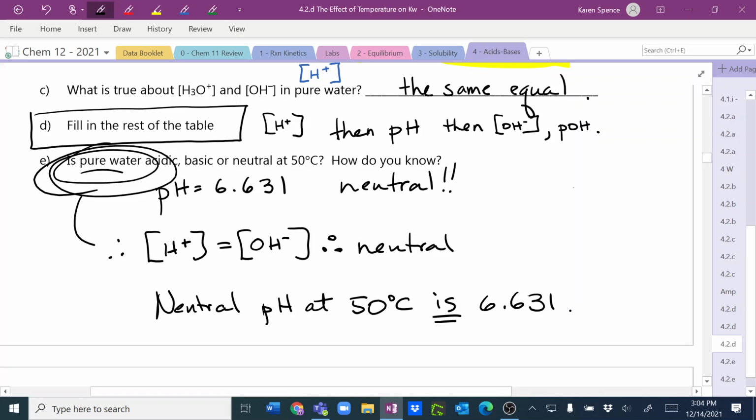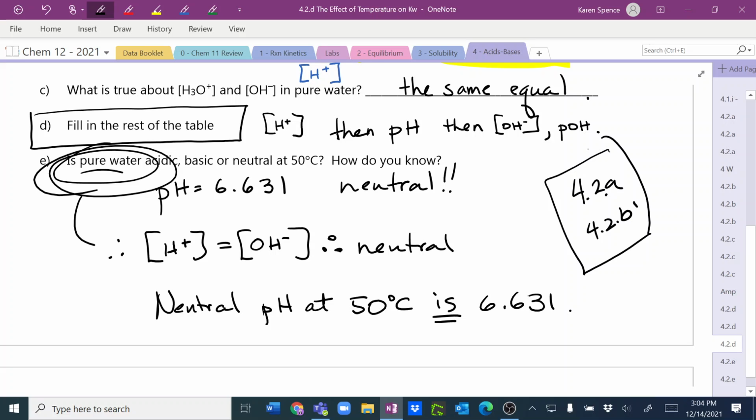You are going to work on 4.2a and 4.2b. Anything you have not done on there, practice those. If you're really good at that, you'll probably do most of the stuff on the quiz on Friday really well. We're going to finish up with this mañana, tomorrow, and then 4.2e is like just applying it to strong acids and strong bases.